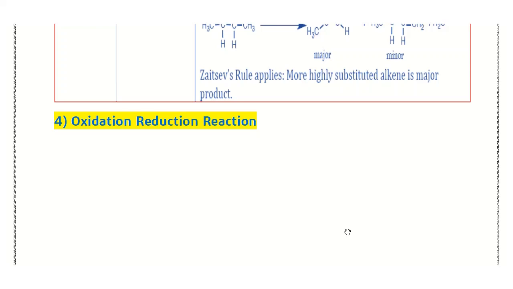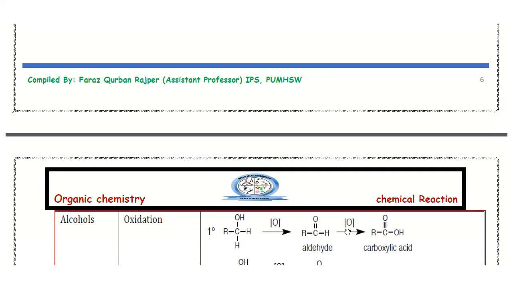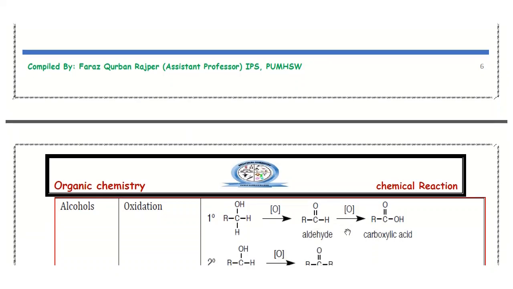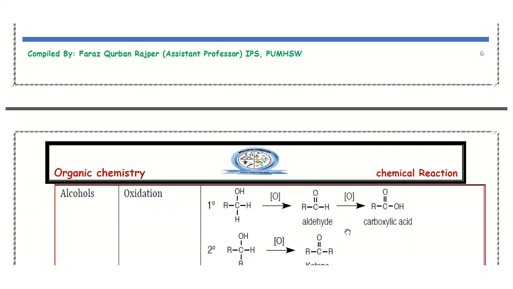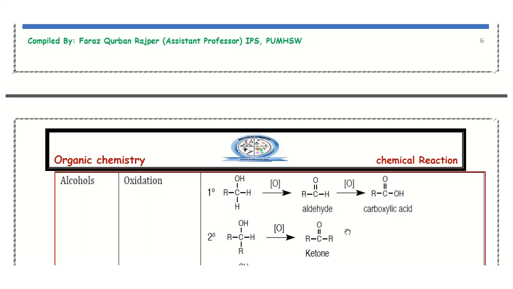Oxidation reduction reactions are those types of reaction that cause the addition of oxygen or the removal of hydrogen. Oxidation reactions mainly occur in different types of organic compounds, for example alcohols. Alcohols again are of different types.